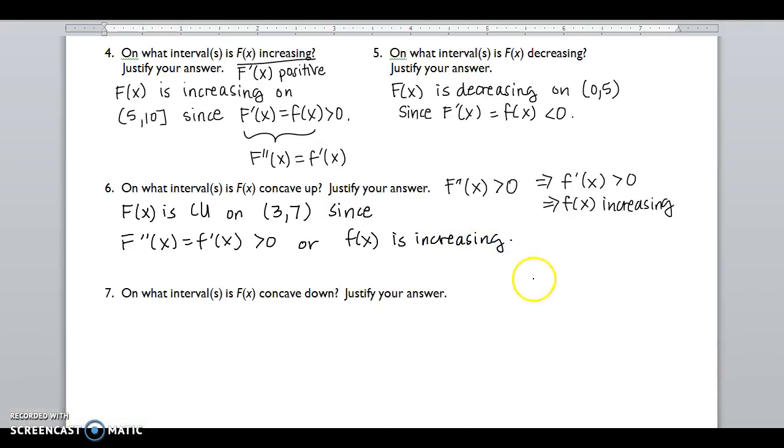Now on the AP test, you wouldn't have to list all of those justifications. Any one of them would work. Since big F double prime is positive, little f prime is positive, or f of x is increasing. Any of those would work.